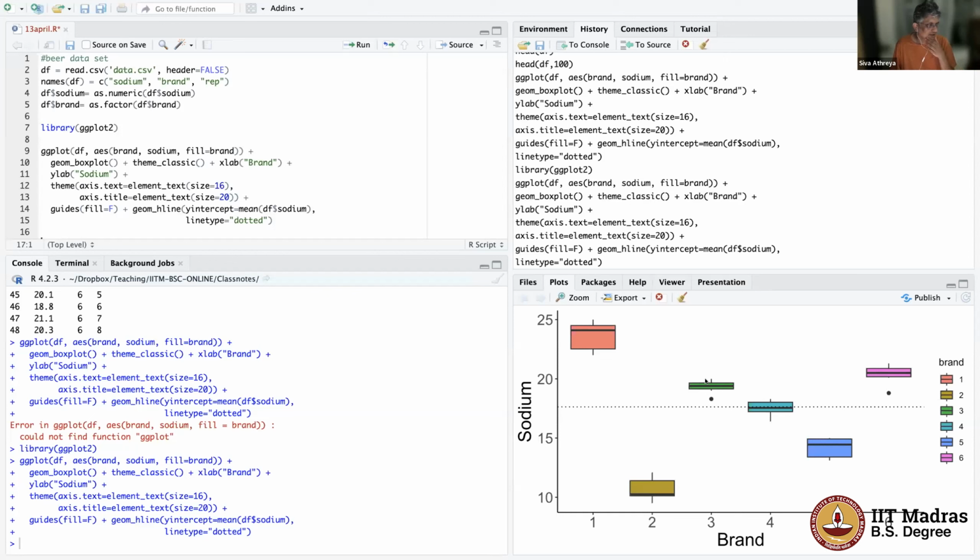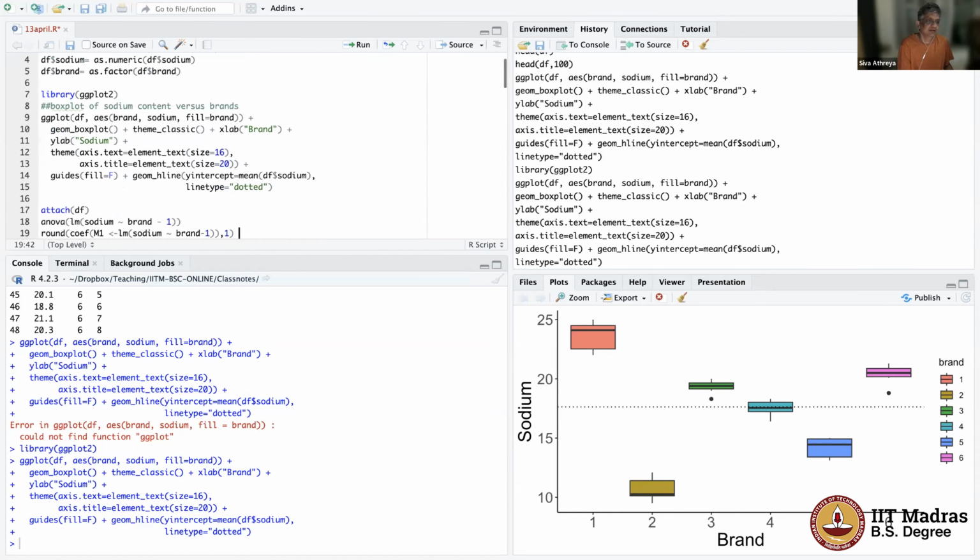Right? So now, let's try and answer the first question that we had: what is the expected value of the sodium content for given brands? So what I'll do is this first command, which just gives a box plot of sodium content versus brands. Okay, now let's go down. Let's try and understand, let's do an analysis of variance model for the beer data.